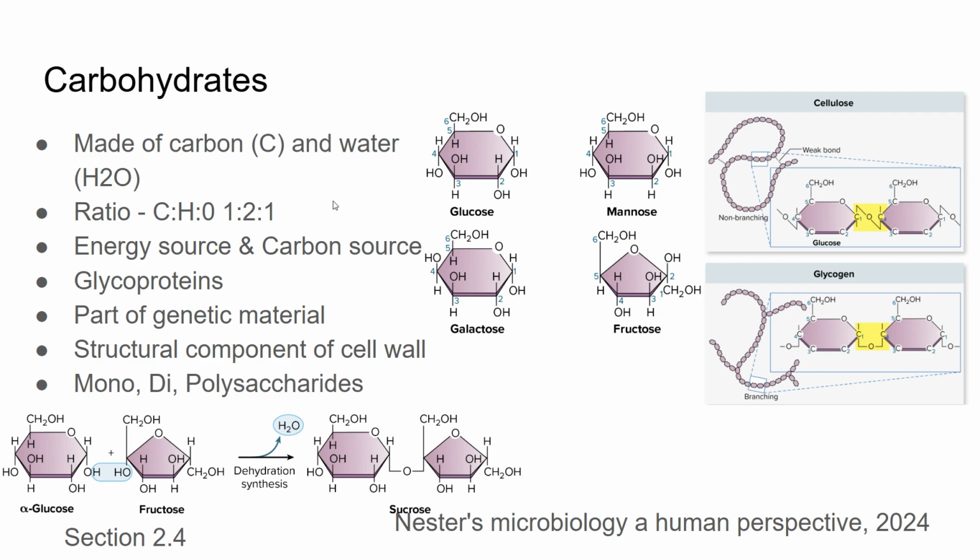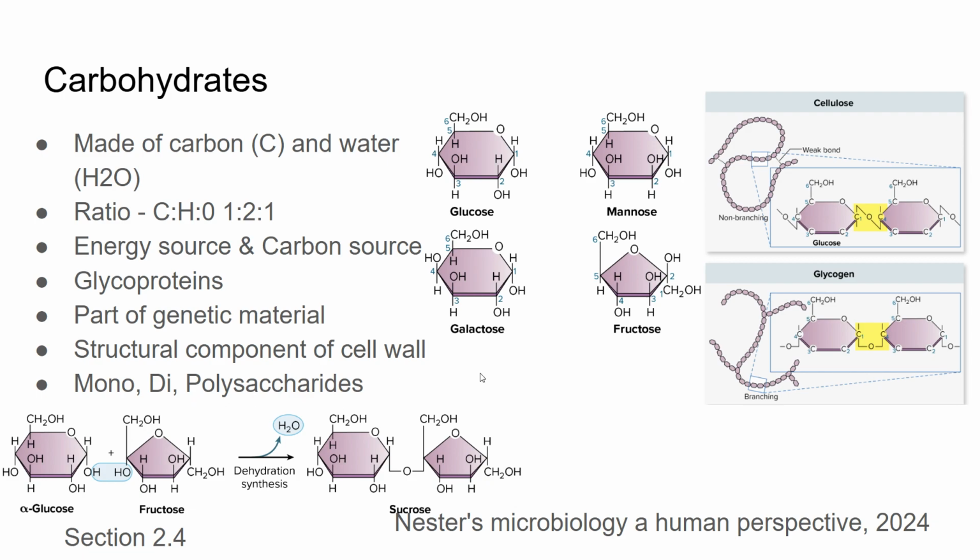So carbohydrates are going to be energy sources for organisms and also a source of carbon, since that's primarily what carbohydrates are made out of. These can also combine with proteins to make something called a glycoprotein. These can be part of genetic material. We'll look at that when we look at nucleotides. These are also structural components of cell walls. We'll look at that later when we look at cell walls. And when we have one, it would be called a monosaccharide. If we have 2 carbohydrates together, it's a disaccharide. And if we have many more, it's called a polysaccharide.